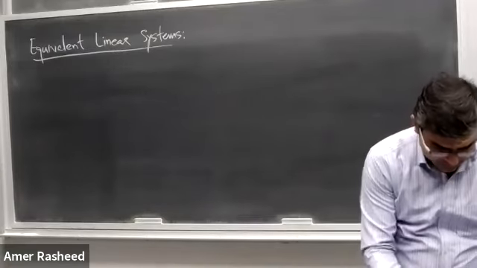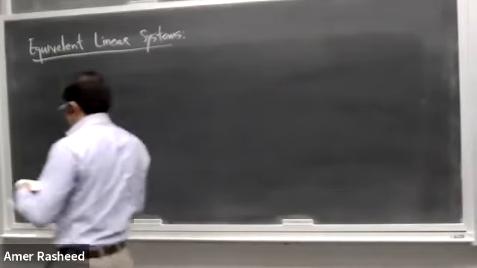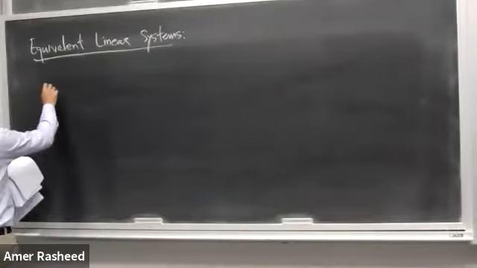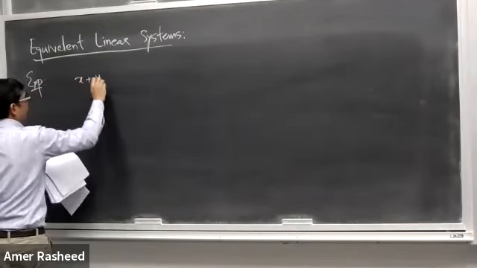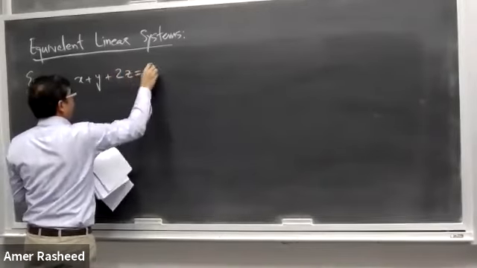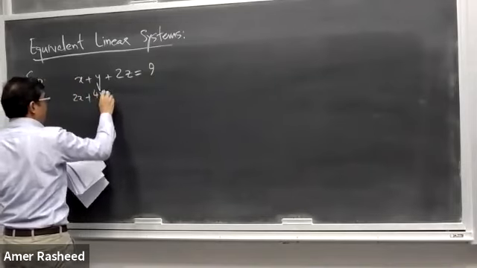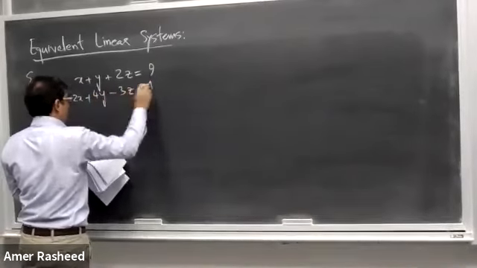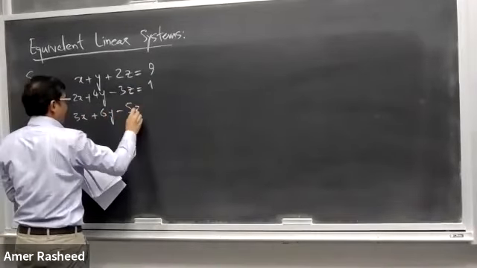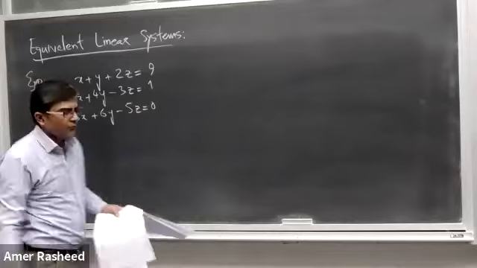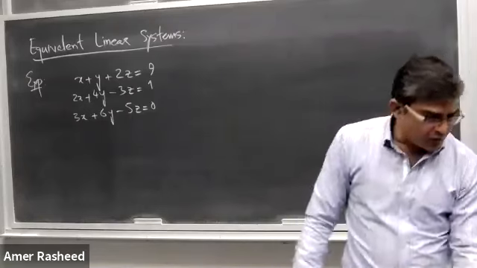If we have a 3x3 or 2x2 system of this kind, for example, x plus y plus 2z is equal to 9, 2x plus 4y minus 3z is equal to 1, 3x plus 6y minus 5z is equal to 0. So this is a given linear system. How can we solve it?